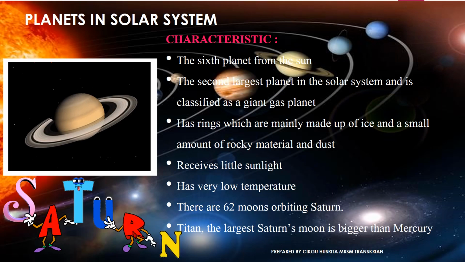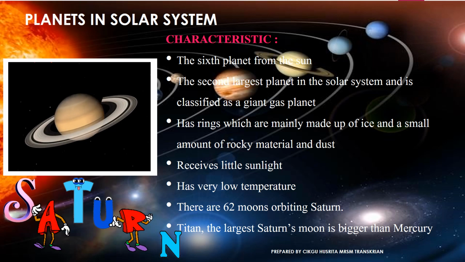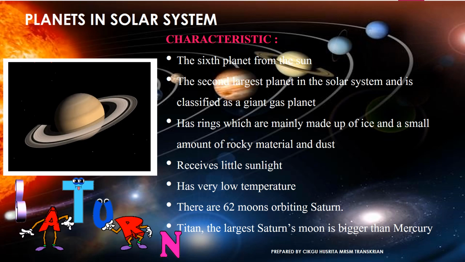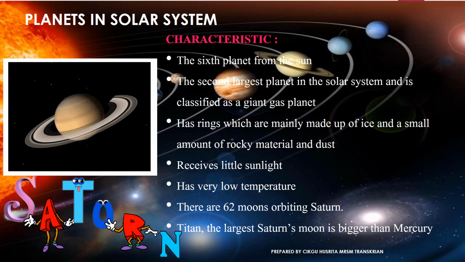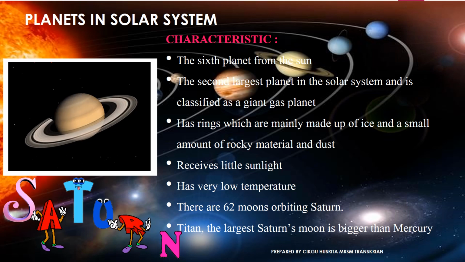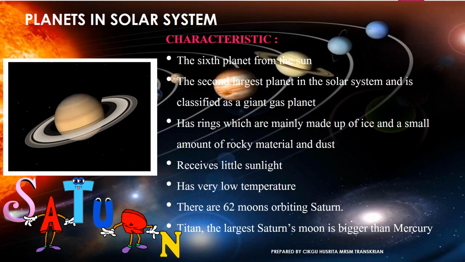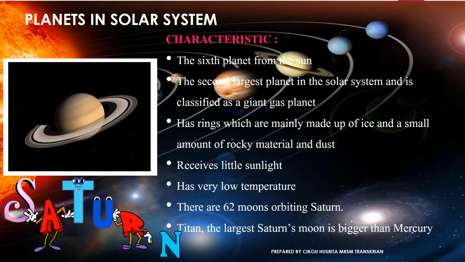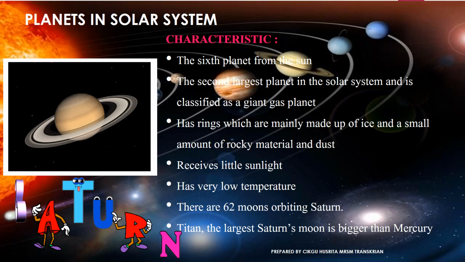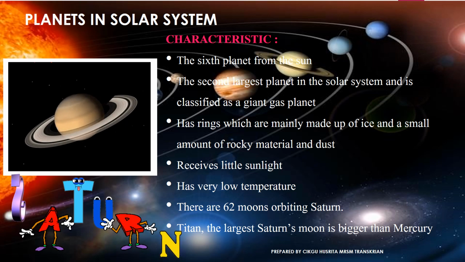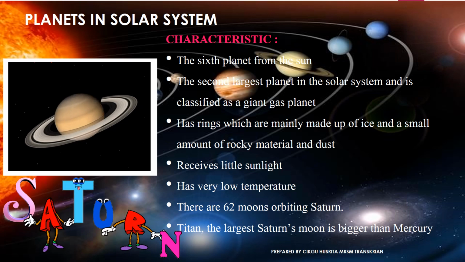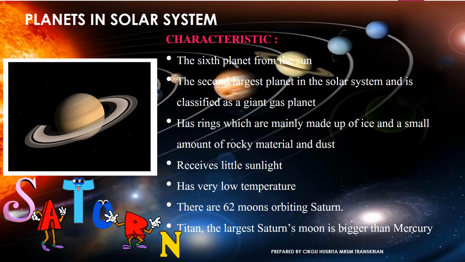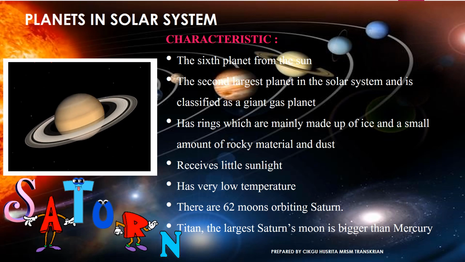Next is the sixth planet from the Sun and the second largest planet in the solar system, and is classified as a gas giant. Actually, Saturn has rings which are mainly made up of ice and a small amount of rocky material and dust. And then Saturn receives little sunlight and has very low temperature.